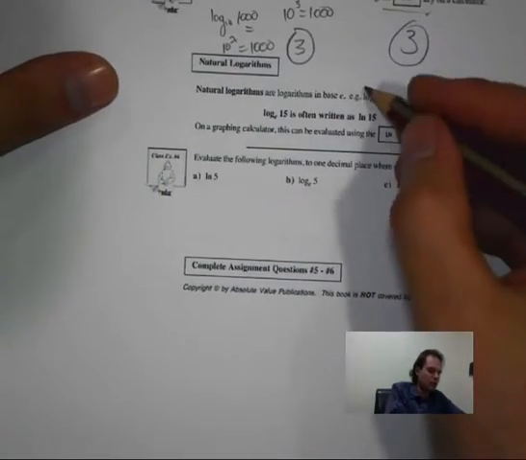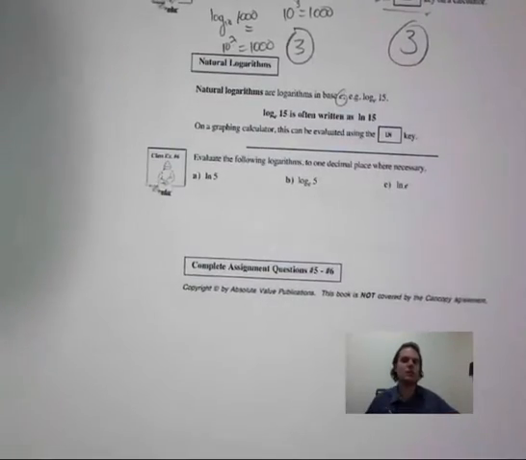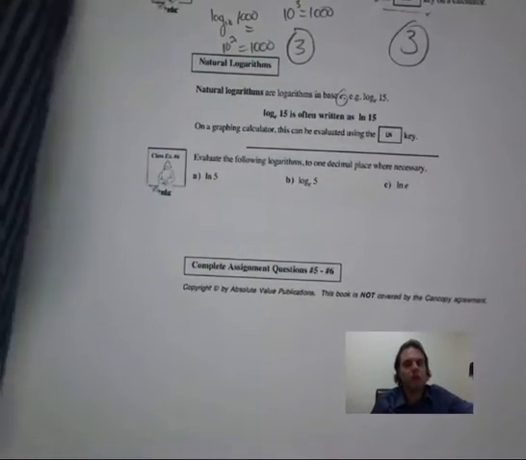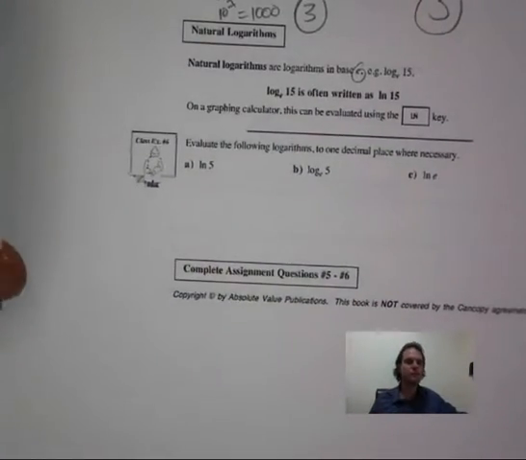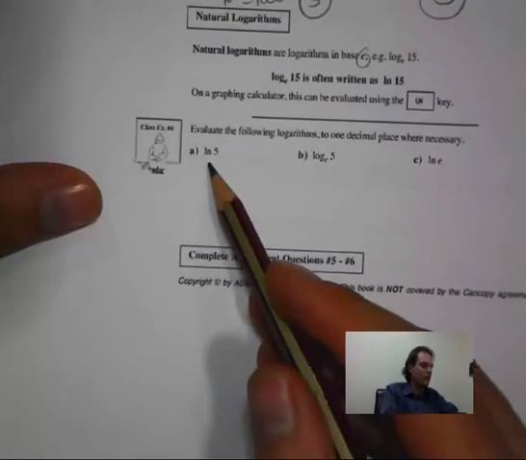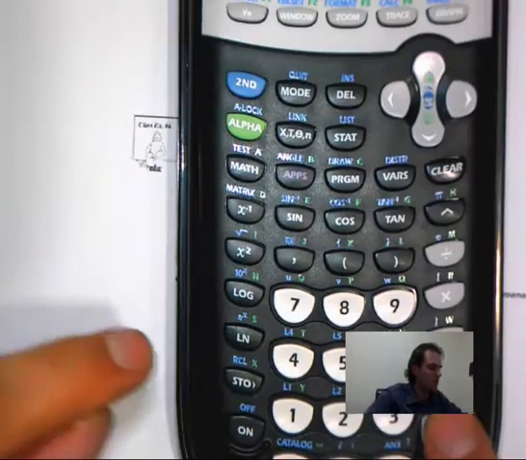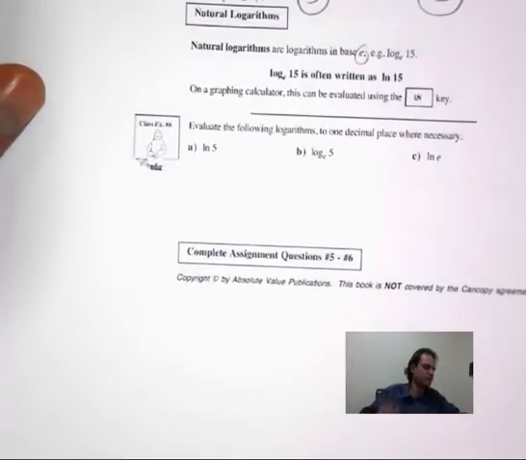Natural log is when we use this thing here, which is e. So it says, evaluate the following logarithms to one decimal place if necessary. So we're going to look at that. We have natural log of 5. So let's just do ln 5, which is equal to 1.6.